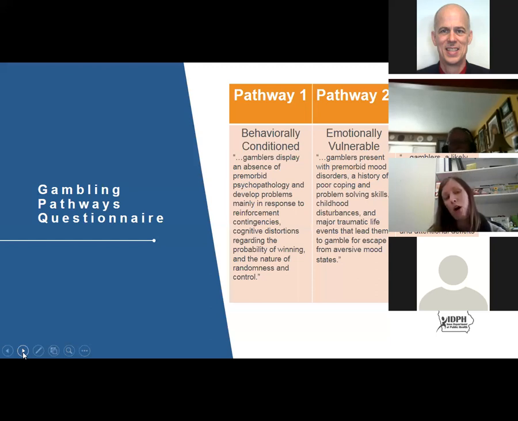Pathway 2s are emotionally vulnerable clients, so they tend to have mental health conditions prior to problem gambling. A lot of times they have traumatic experiences at some point in their life, either childhood or adults, and history of poor coping and problem-solving skills, and so they use gambling to cope. It's a coping skill for them.